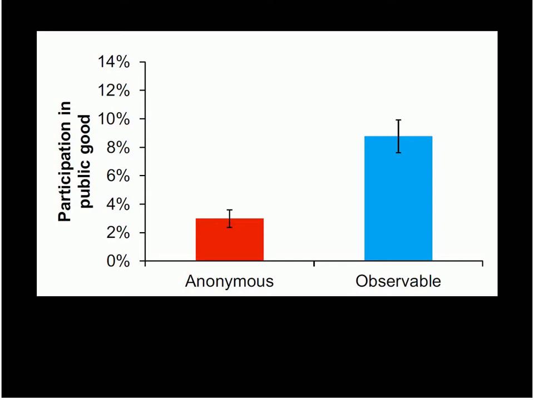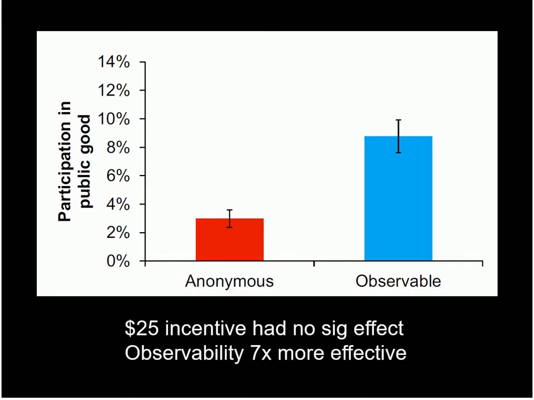And then Eras also crossed this, was the signing up anonymous or observable, with whether there was a $25 cash incentive for signing up, which is what the utility company had been doing previously, like, if you do demand response, we'll give you $25. That didn't do anything, basically. There was no significant difference in sign-up rates based on whether you got the $25 or not. And the size of this treatment effect, which was free, basically, from the utility company's perspective, was 7 times more effective than the cash incentive.